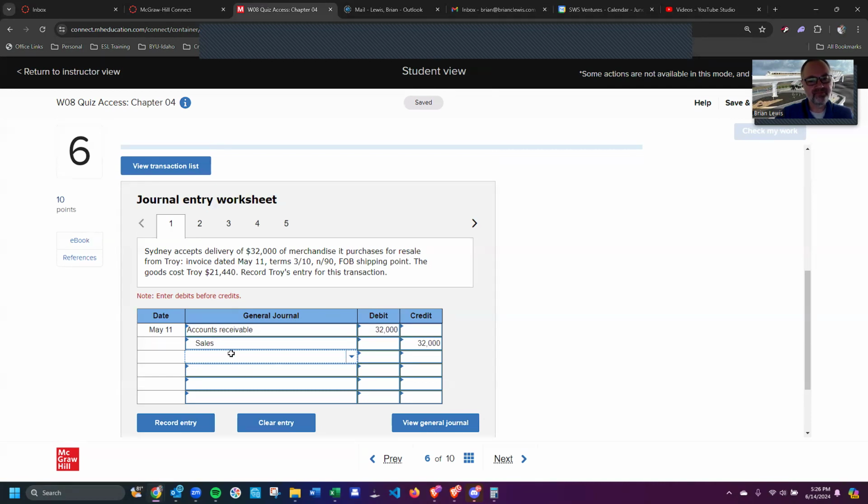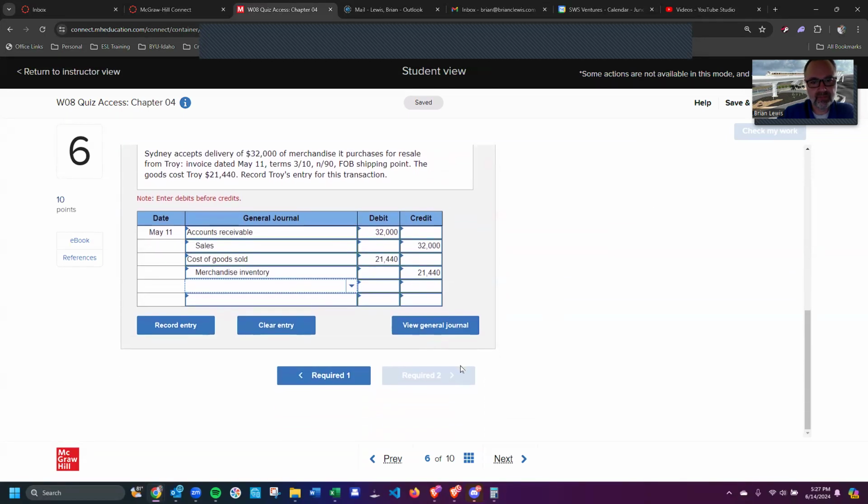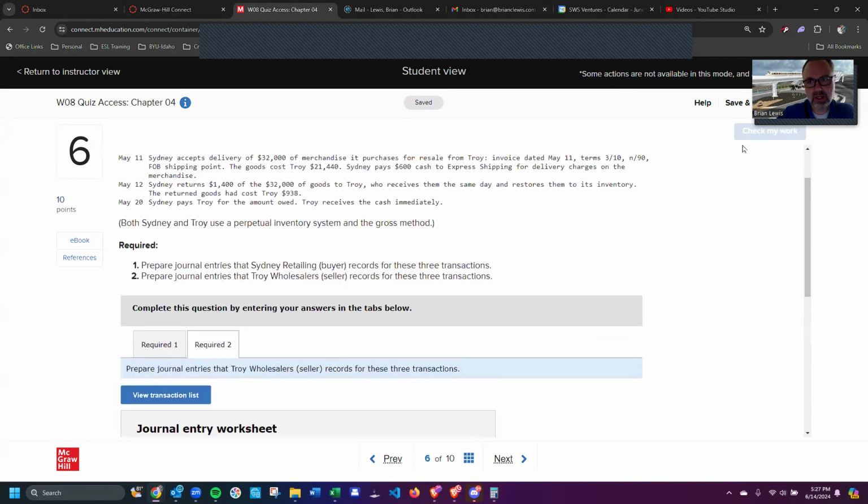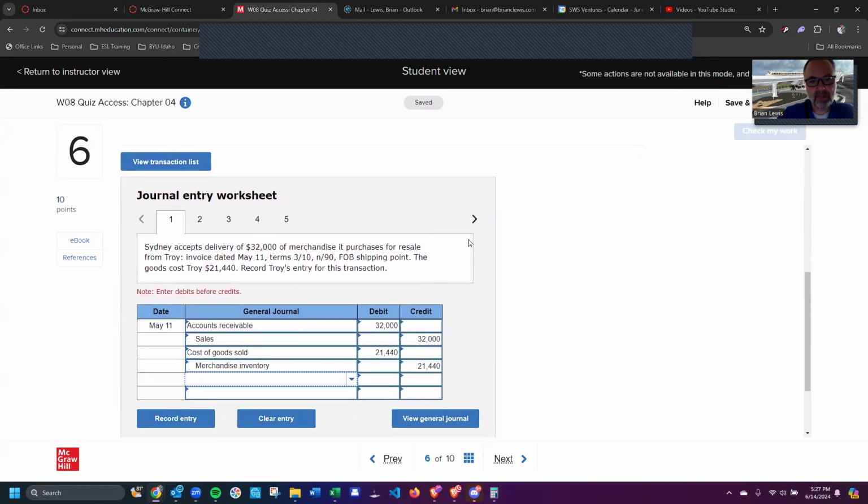And then we're going to move the merchandise to cost of goods sold. Cost of goods sold, and that's going to be for 21,440. And we're going to do it for merchandise inventory for 21,440. Now let's just see if this is kind of the format they wanted. Usually this is broken out into two different transactions, but they may want it a little differently. Oh, I can't check my work, can I? Because I already did my 3 tries. Well, let's duplicate this.